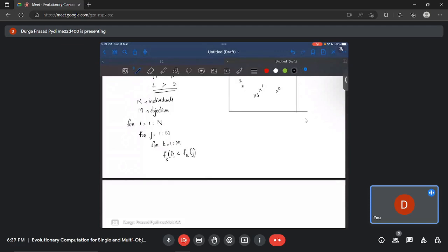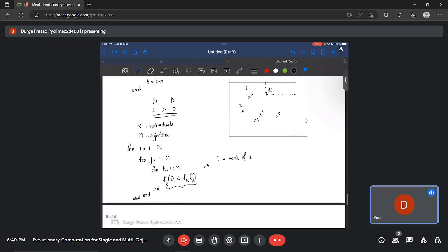this will be repeated for all the individuals. And if this is true for all the cases, then you say the ith individual has a rank of 1. Or if it is rank 2, you can get that as well. These are three loops. M is for objectives, n is for individuals. Why is there another loop for i equal to 1 to n?